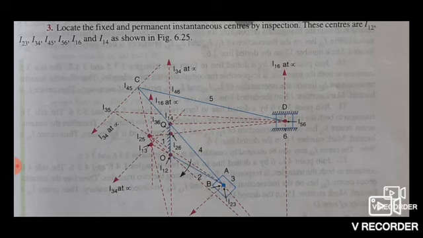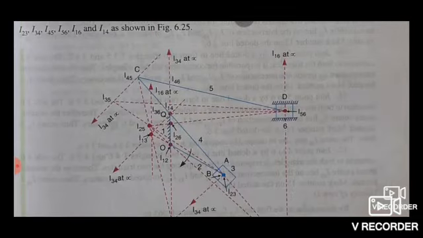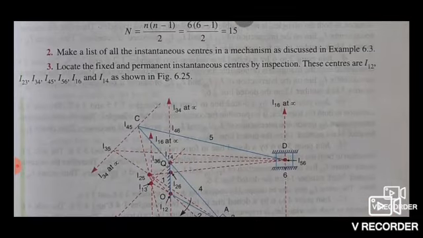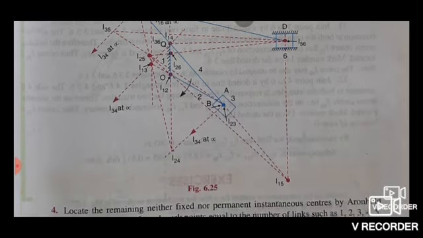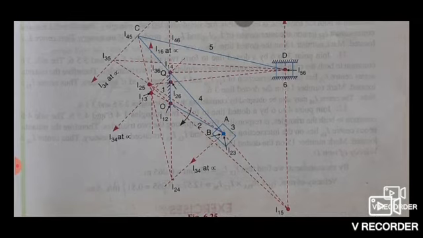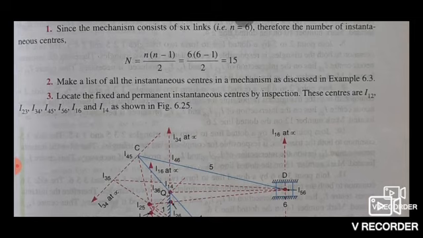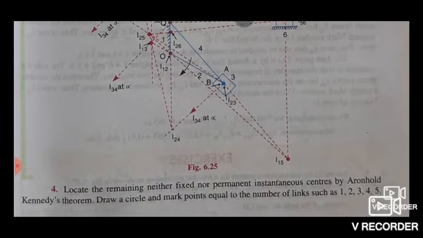I16, this is 1 with 6. I16 is at infinite distance, on the right side at point D. And I14 is between 1 and 4, that is point Q at the center. So these are the fixed and permanent instantaneous centers.